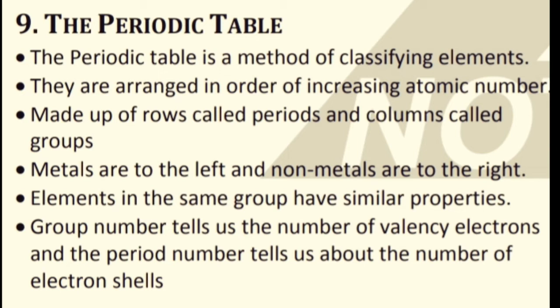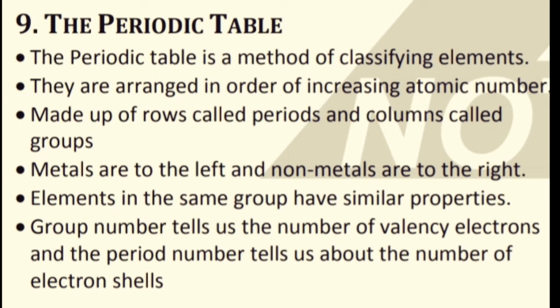Next, in the periodic table, we can see three different types of elements: metals, non-metals and metalloids. Metals such as aluminum, gold, sodium, potassium, calcium, magnesium. Non-metals such as nitrogen, oxygen, fluorine, chlorine, neon, argon. Metalloids are boron, silicon, germanium.